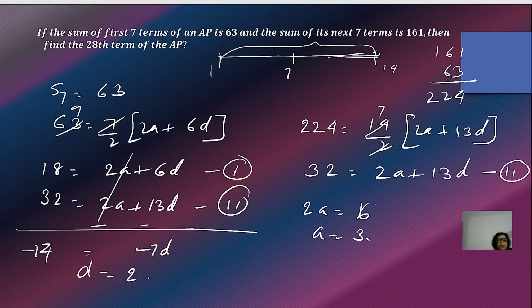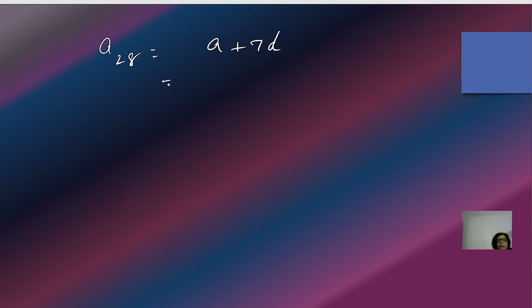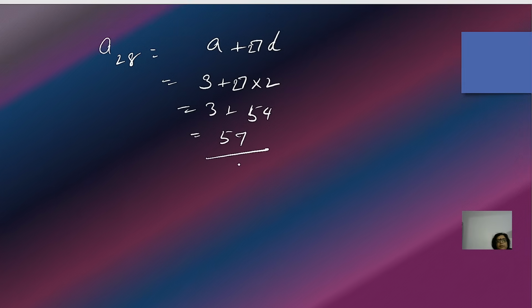So the 28th term, a28, will be equal to a plus 27d. So here we are getting a as 3 and d as 2. So we'll put the values over there, a as 3 and d as 2. Sorry, this is the 28th term, so this will become a plus 27d. So 27 into 2, that is equal to 54. So this becomes 57. So a28 is equal to 57.